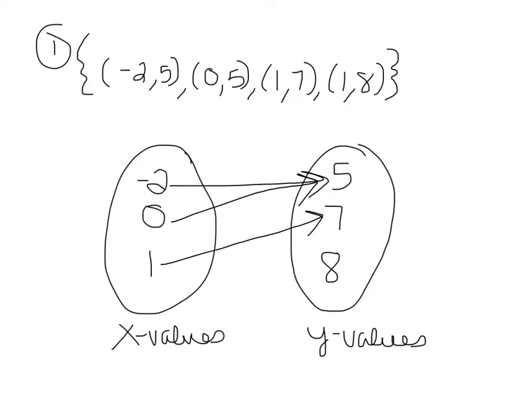And then finally, when I put in a 1, I get an 8 out. So we need a line going from 1 to 8. And there would be your mapping diagram. That's all you have to do, just list your x and y values and draw a line from your x to your y value.